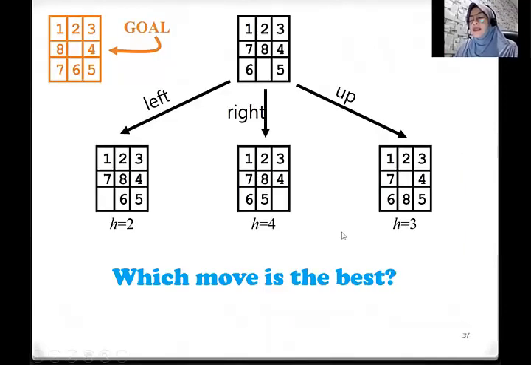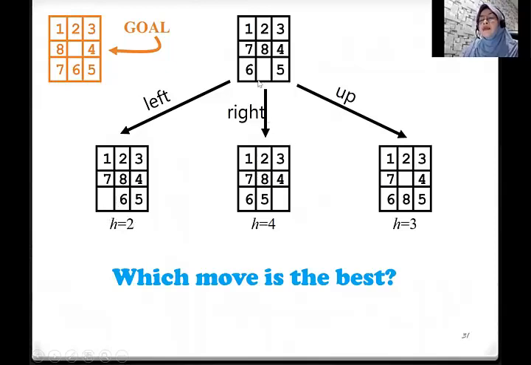So now let us decide which move is best: whether to move the empty tile left, right, or up. If we move left, how many tiles are in the wrong position? Let's have a look. Number 8 is wrong. Number 8 should be at the left, but it is in the middle. Then number 7 is also wrong, so we have 2. The rest are all correct. So this heuristic value is 2.